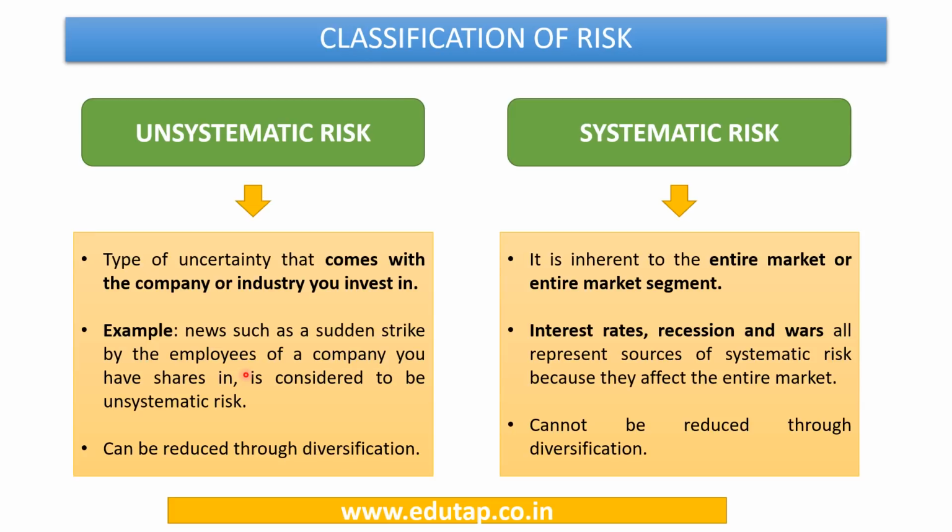He should invest some money in the banking stocks, some money in the automobile stocks, and some in FMCG or other markets. So this unsystematic risk can be reduced if the investor diversifies his or her portfolio. But this is not the case with systematic risk, because this is the risk which is going to be there irrespective of the company you put your money in, irrespective of the company whose shares you purchase. So this risk cannot be reduced through diversification.